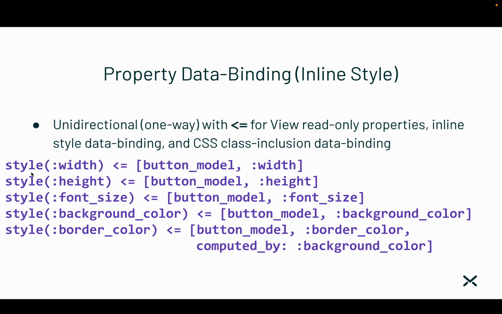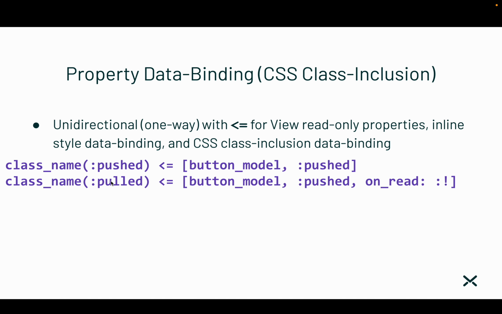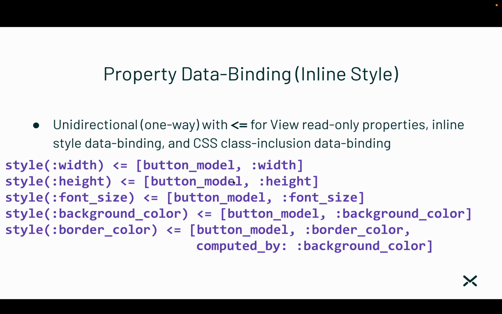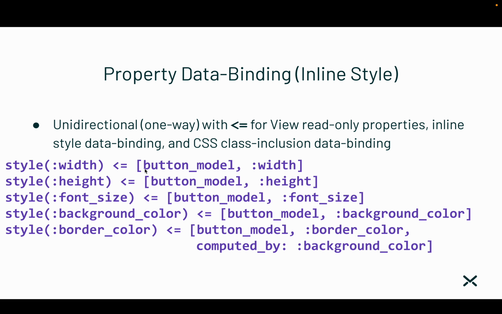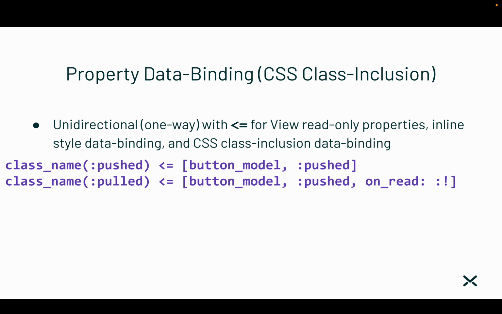I can do style data binding. I can do class data binding. There's a lot more advanced versions of data binding that are supported by Glimmer, but I'm not going to get into all of them right now. Some of them are supported by JS frameworks like Vue.js and Svelte, I think. But obviously Glimmer syntax is Ruby, so Ruby's nicer.